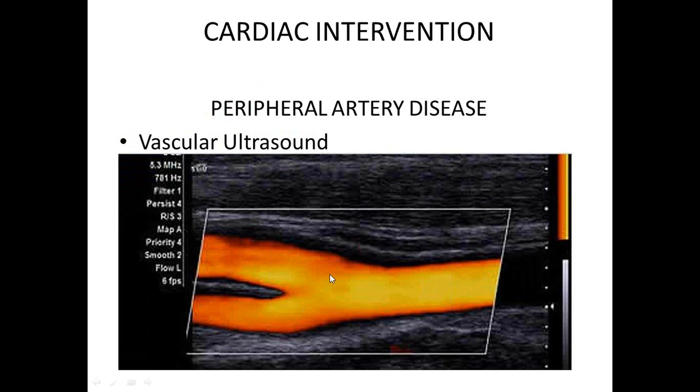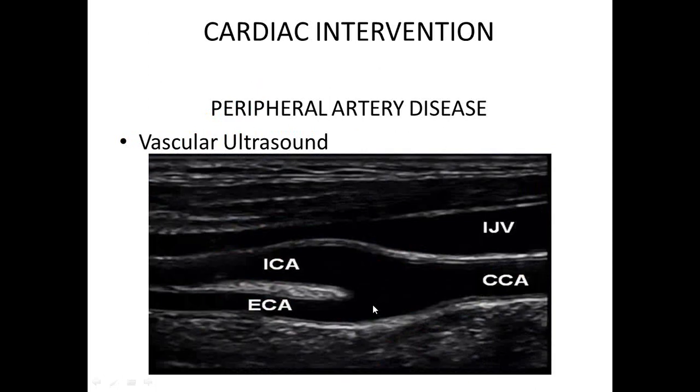And just like you do any other duplex or color imaging, you will see obstruction is going to present as aliasing, or you're going to get a mosaic of color. Okay, so same type of Doppler that you're accustomed to. Obstruction or increased flow, you're going to have turbulence. So when you get your nice flow like this, then there's no obstruction.